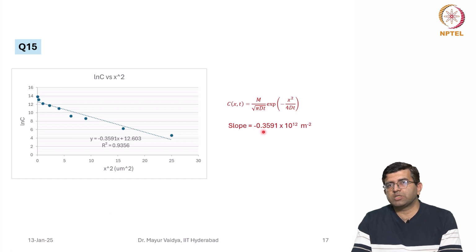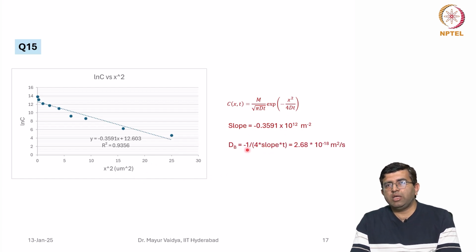So, if slope is minus 0.3591 into 10 power 12 meters minus 2, why is this coming? This factor is because the x is in microns. So, you have to convert the slope according to micron square. The slope has to be converted by multiplying by 10 power 12. So, dB is equal to minus 1 by 4 into slope into t.